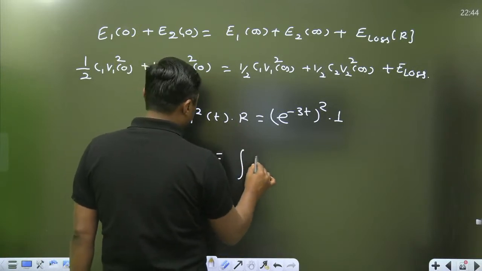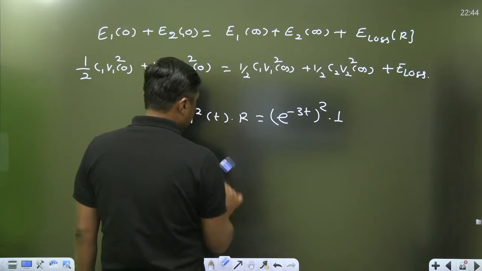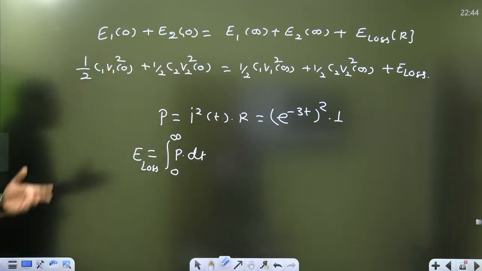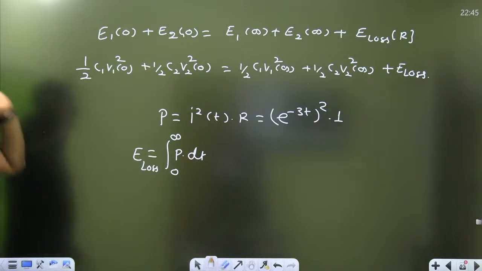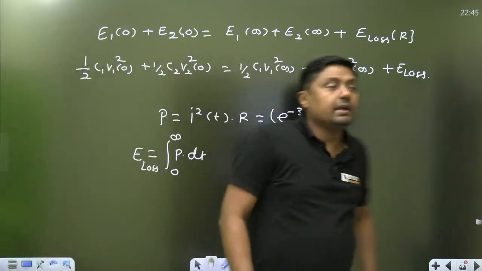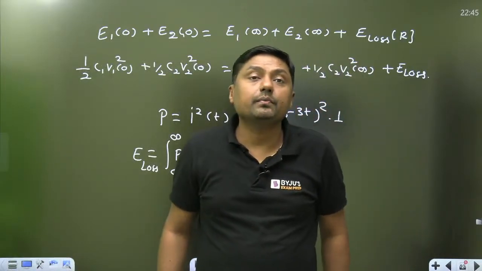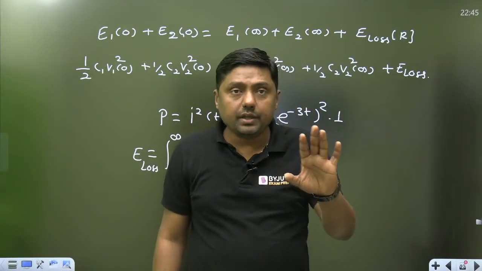Use this formula and integrate it. Square it, that is e raised to power minus 3t the square, into 1. E raised to power minus 3t into e raised to power minus 3t is what? E raised to power minus 6t. That 2 will be multiplied. It will become e raised to power minus 6t. Now I think everything is clear.